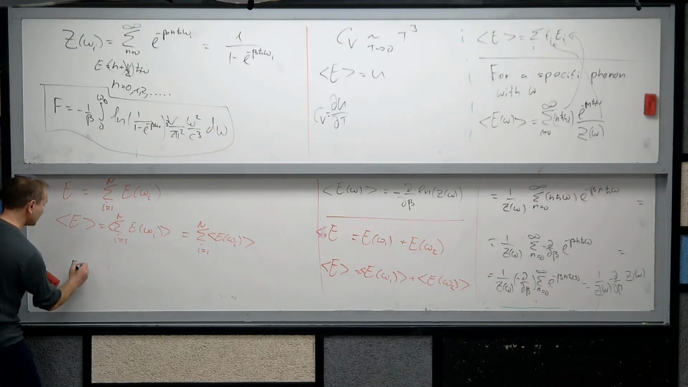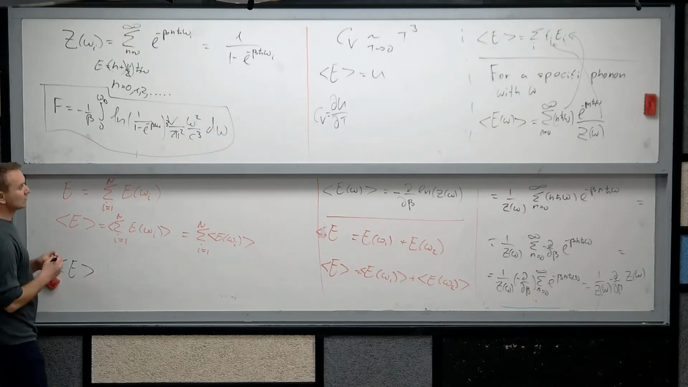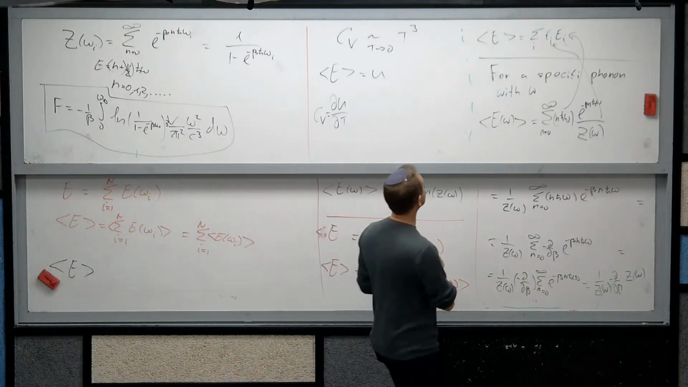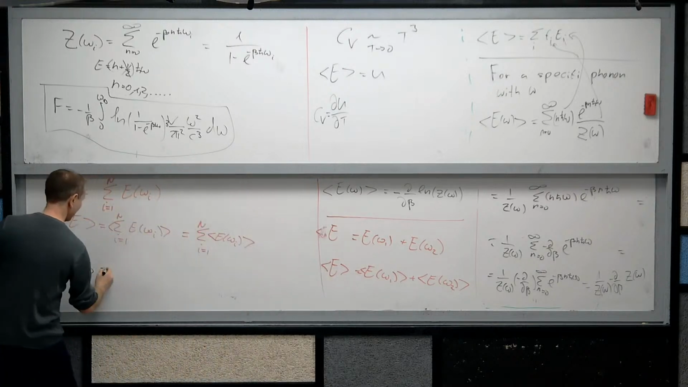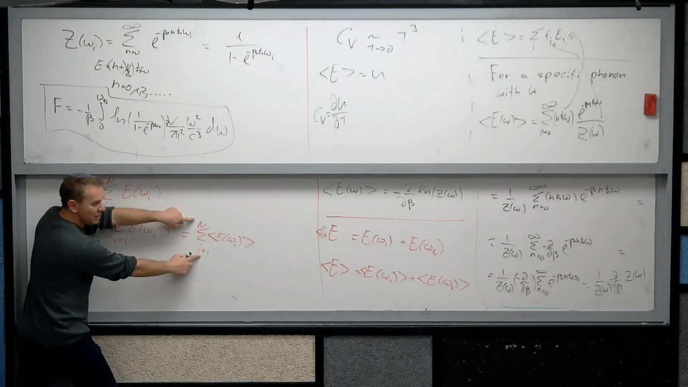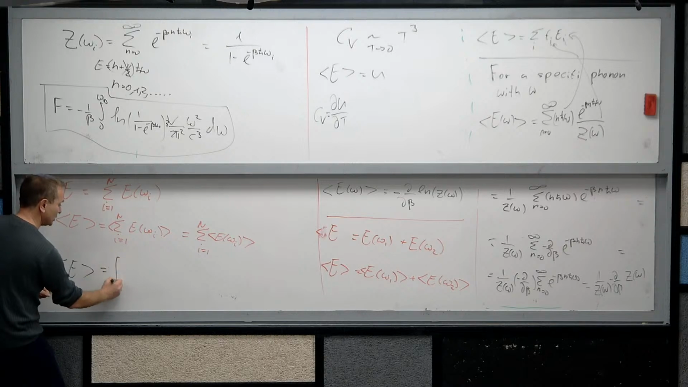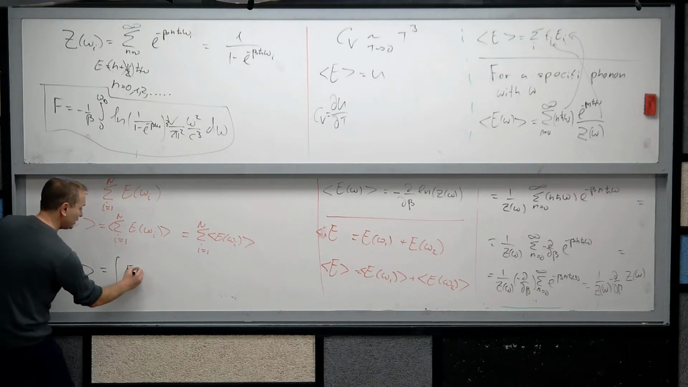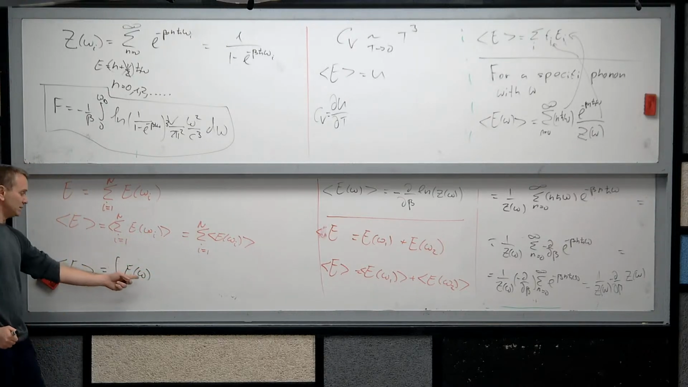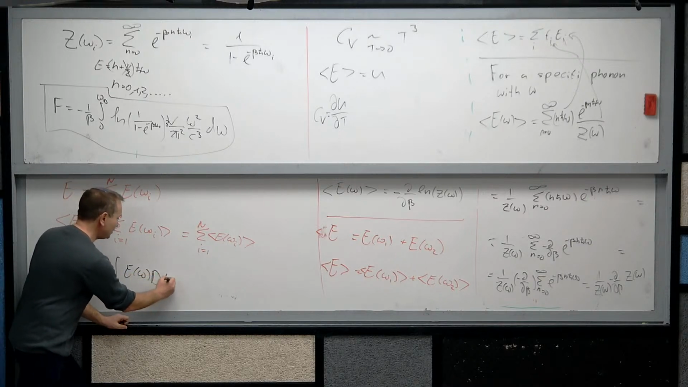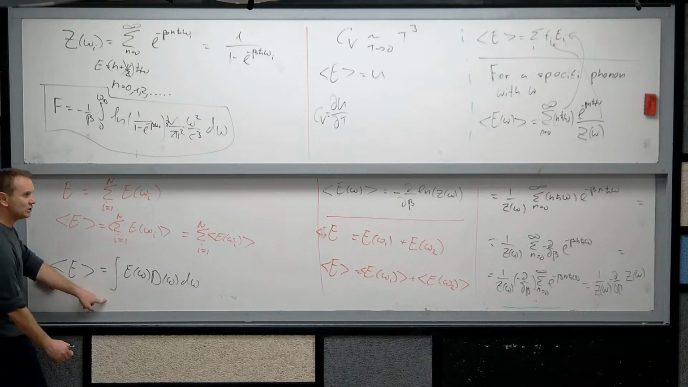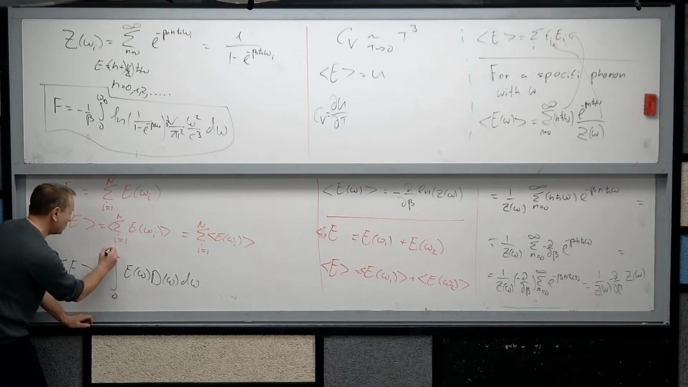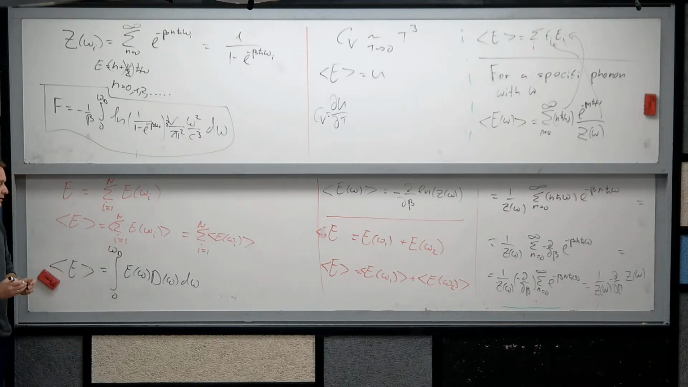And in general, E total, so this is what I wanted to compute, the general energy, is, instead of having a sum over here, going to be an integration over E of omega for a specific omega, D of omega, d omega. The bounds of the integral are from 0 to omega Debye.